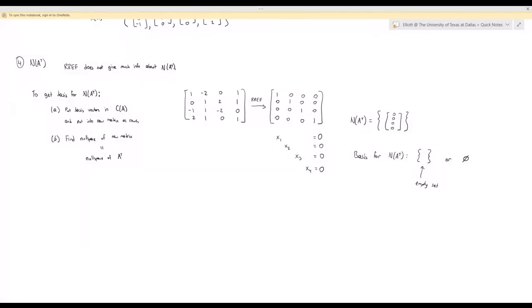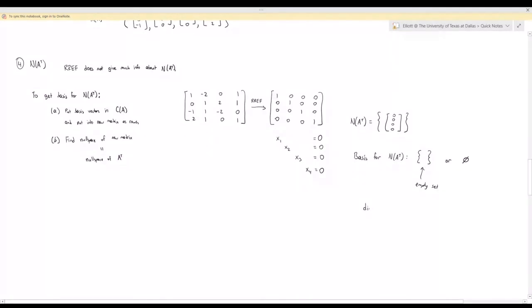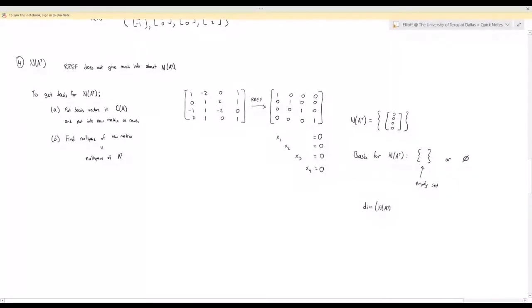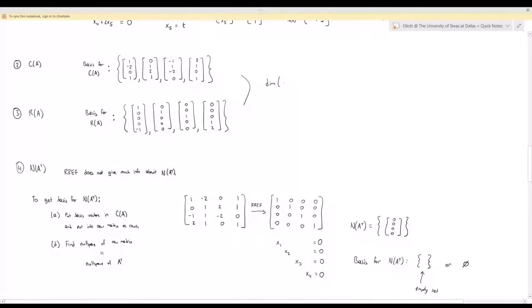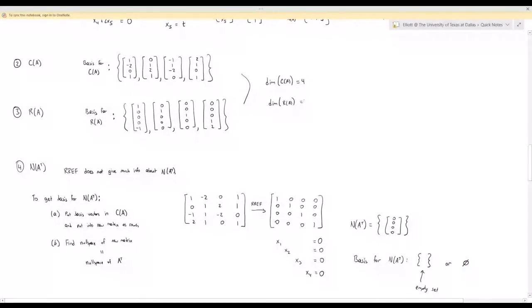This is kind of a very special case. But if one of your spaces consists only of the 0 vector, then a basis for that space would be an empty set. Okay, so there would be nothing in the basis. By the way, since there are 0 vectors in the basis, that would imply that the dimension of this space would be equal to 0. Okay. And then just as a note for up here, we had 4 vectors in the basis for the column space and the row space. So the dimension of each of them would be equal to 4. All right.